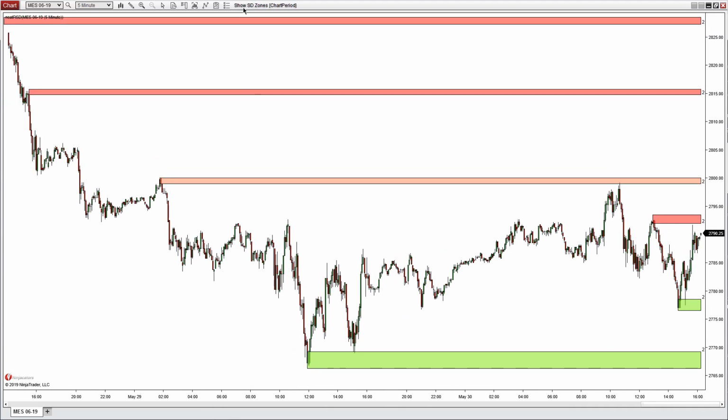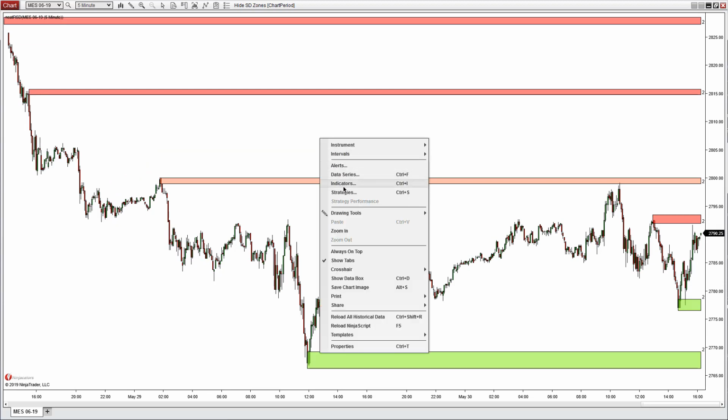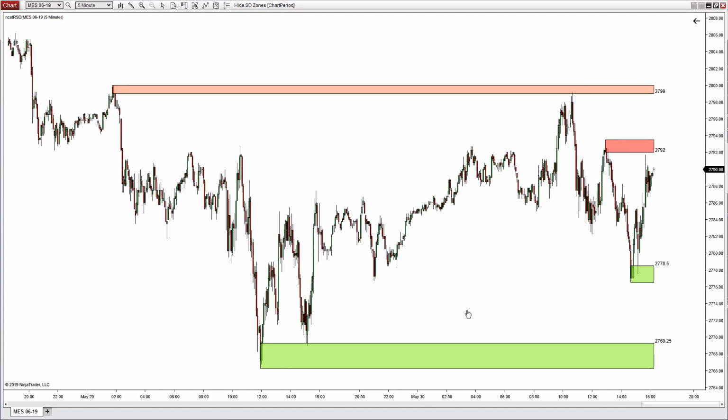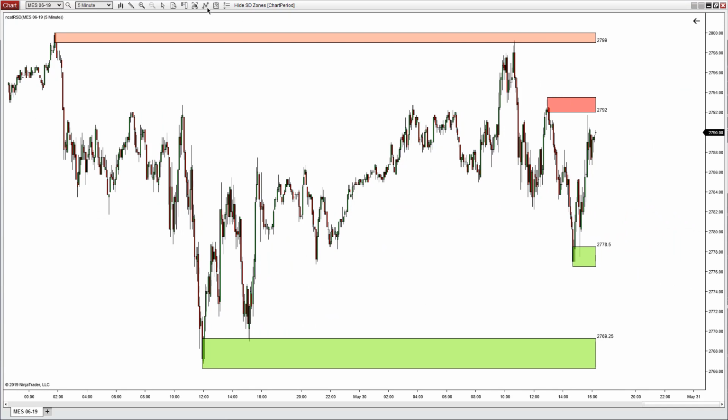All right, you can hide the zones or show them whenever you like. I'm going to right click onto the chart and go into indicators. We'll talk about the settings here. So, extend zone minutes. Well, let's go ahead and move off to the left here and show you how to set that up.